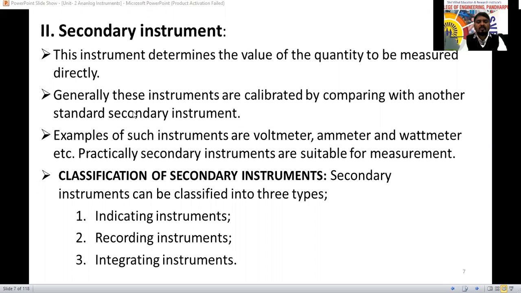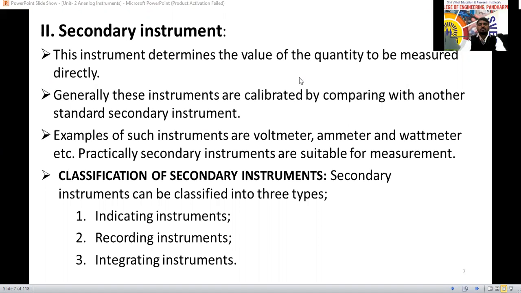So generally, these secondary instruments are calibrated by comparing with another standard secondary instrument. Examples of such instruments are voltmeters, ammeters, watt meters, energy meters, power factor meters, earth testers. So many things are there. Practically, secondary instruments are suitable for measurement. These instruments we are going to use for measurement purposes in all the places. So these two are the main types of measuring instruments.